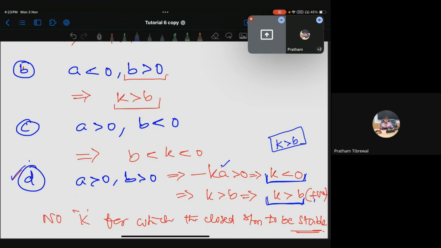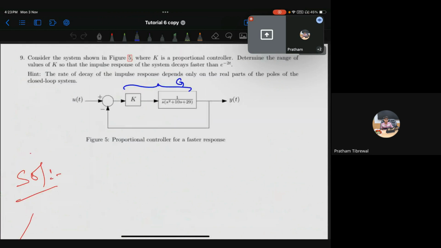For the condition where A and B are positive, there is no existence of a value of k. So this problem also, okay, let's see this one. I think it is the last one.